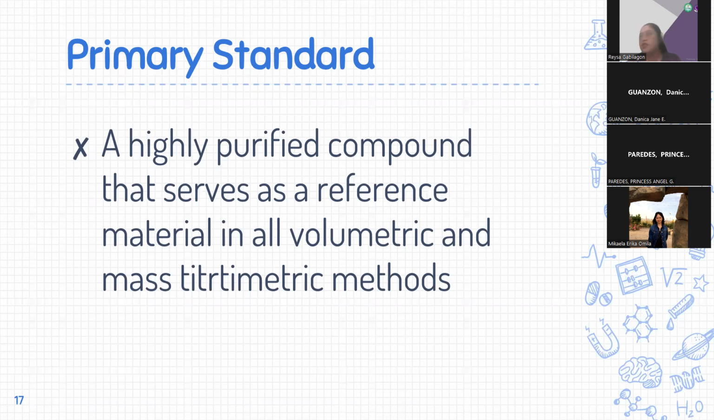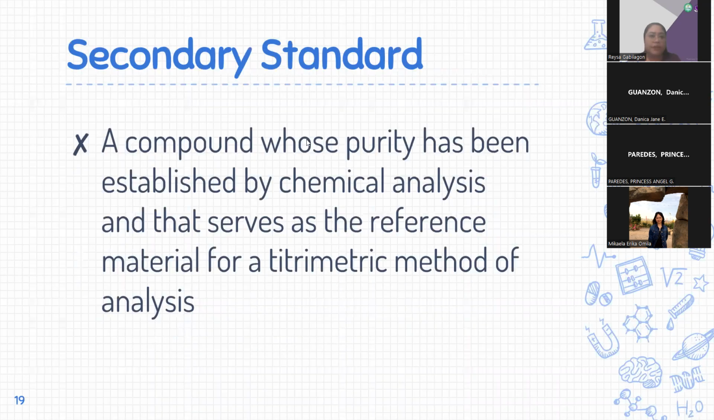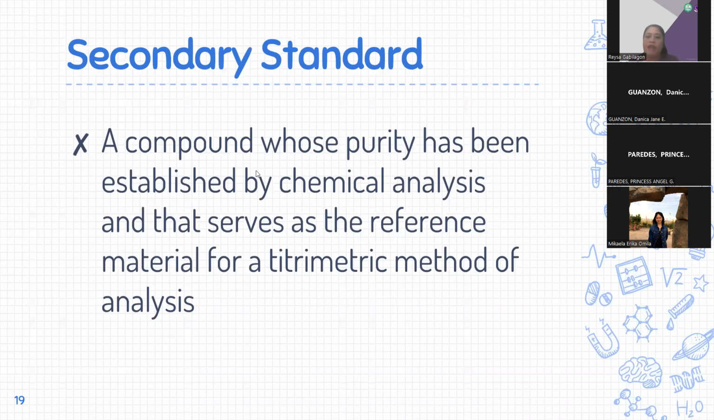Again, a primary standard is a solid substance which is very pure and can be used during volumetric and even mass titration. These are the requirements of the primary standard. Number 1 is that it is highly pure. So we only have a limited number of primary standards in the laboratory since there are many requirements that need to be satisfied before we can really use them. What we have in the laboratory is most of the time secondary standard.